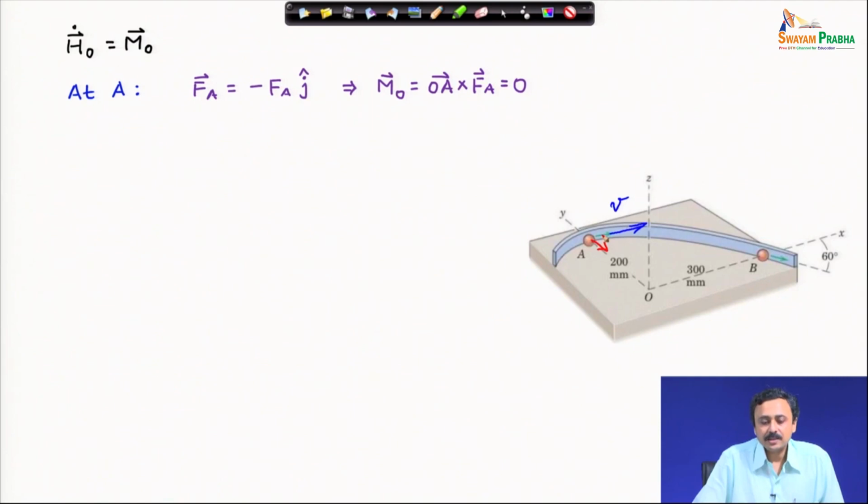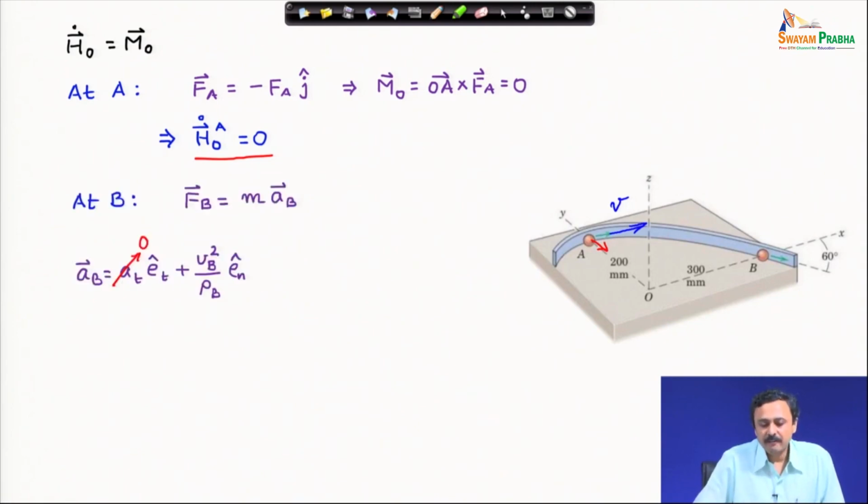And this implies that the moment of this force about O, which is O A cross F A vector, is equal to 0, straightforward. In other words, at A there is no change of angular momentum about O, the rate of change of angular momentum about O is 0.